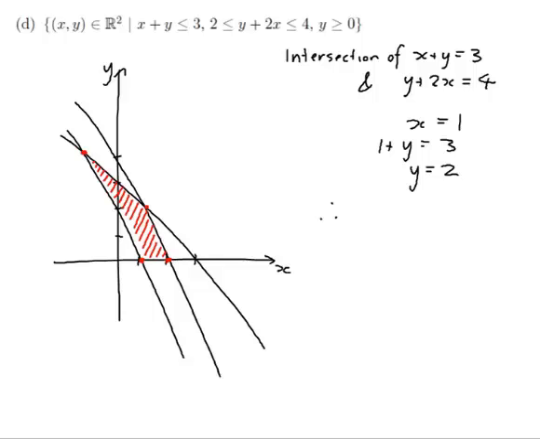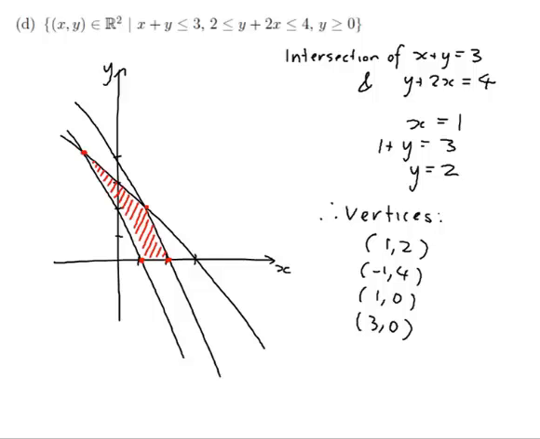So therefore my vertices are (1, 2). We've got (-1, 4). We've got (1, 0), and we have (3, 0).